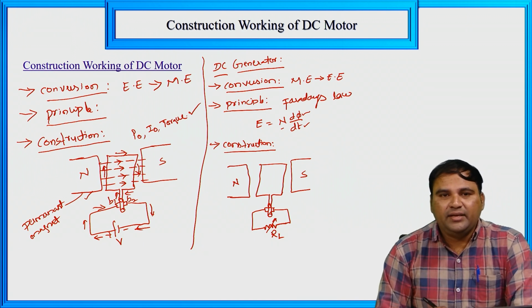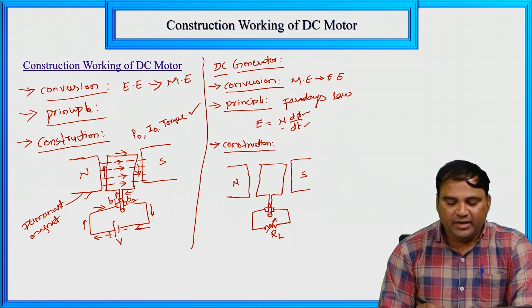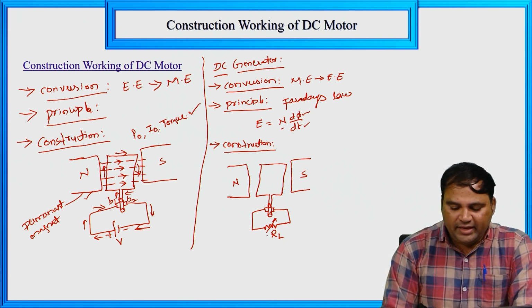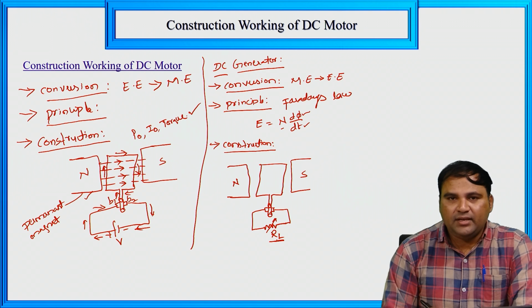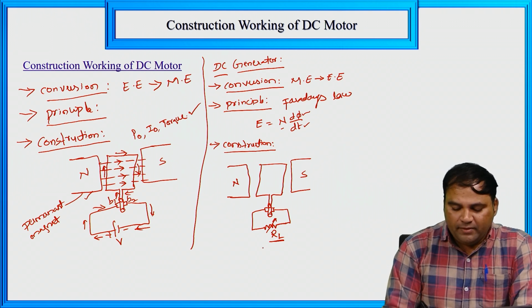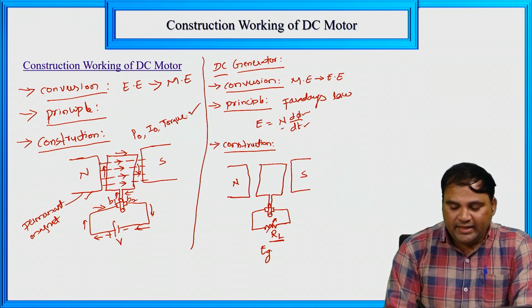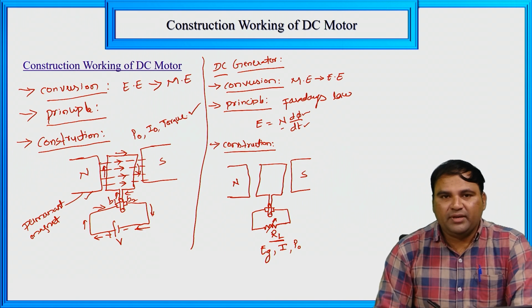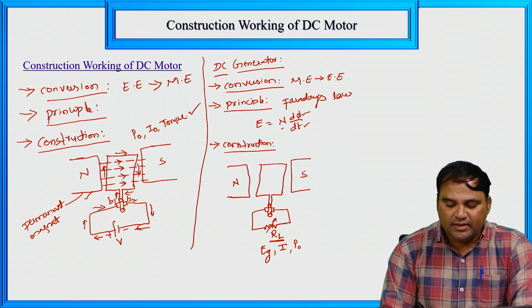How can we run this DC generator? By using the prime mover. By using the prime mover we run the DC generator. If we run the DC generator, we'll get the generated EMF or generated voltage and current across the load resistor RL, and also the output power across the load resistor RL.